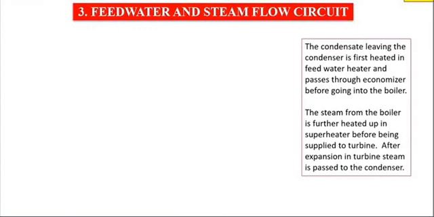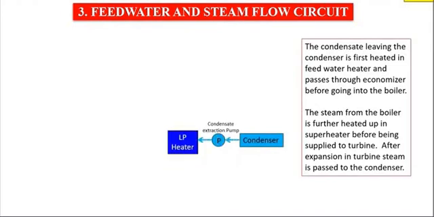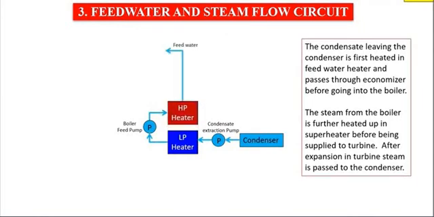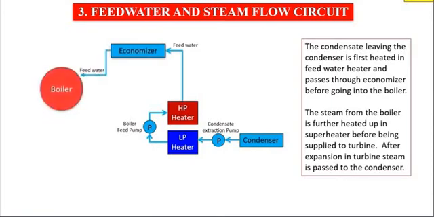The third circuit is the feed water and steam flow circuit. The condensate leaving the condenser passes through the low pressure heater, then through the high pressure heater, then through the economizer, thereby increasing its temperature, and later on is supplied to the boiler.